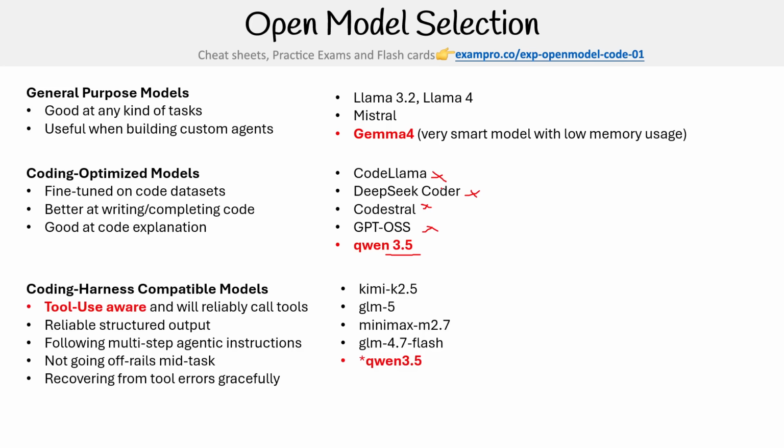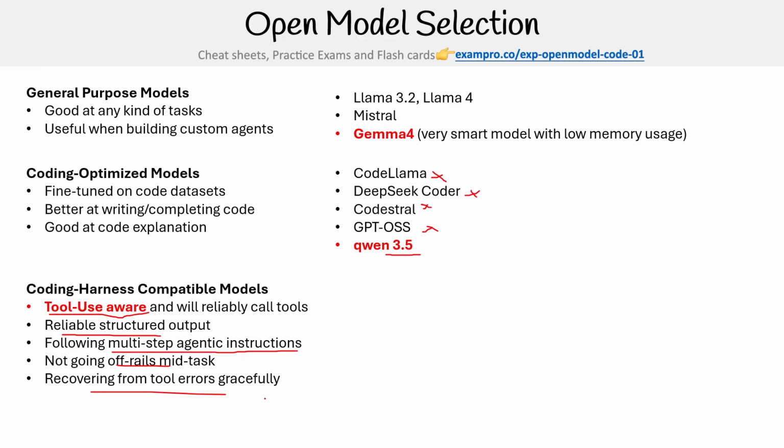Then you have these coding harness optimized models. So these ones are tool use aware. And that's the key thing here, because if they're not tool use aware, these things will just write out to the screen and not edit files and stuff like that. And that's very frustrating when you make a large plan and then it doesn't do it, right? And so we needed to reliably call tools, be aware of tools. We needed to reliably create structured output, follow multi-step agentic instructions, not go off task, and recover gracefully.